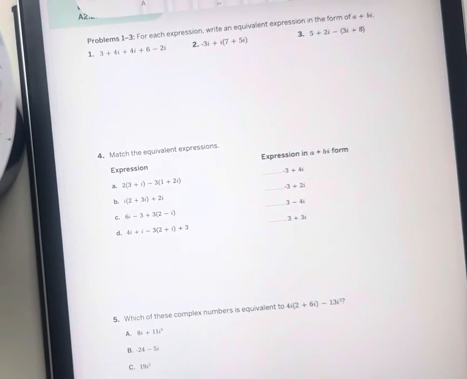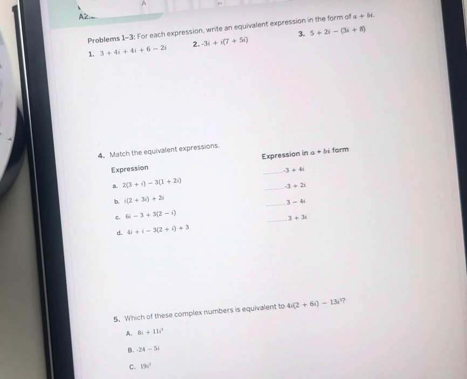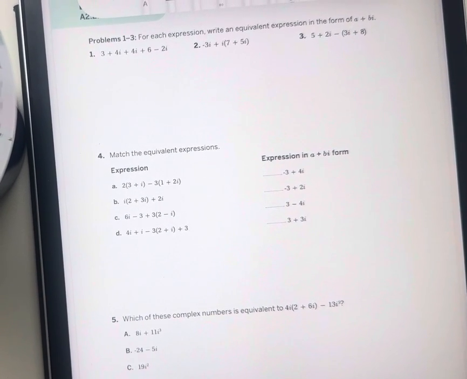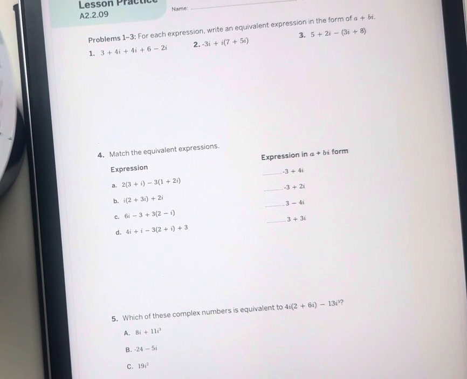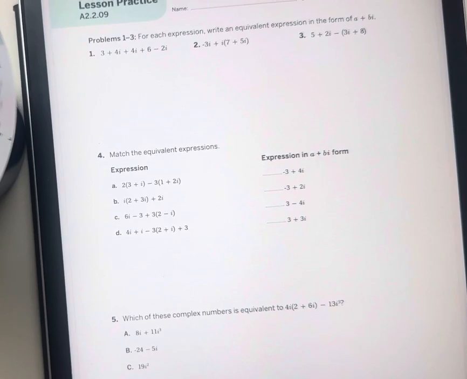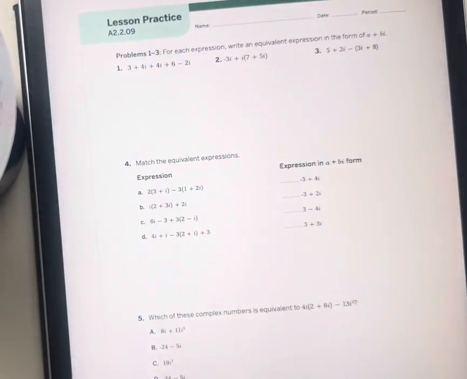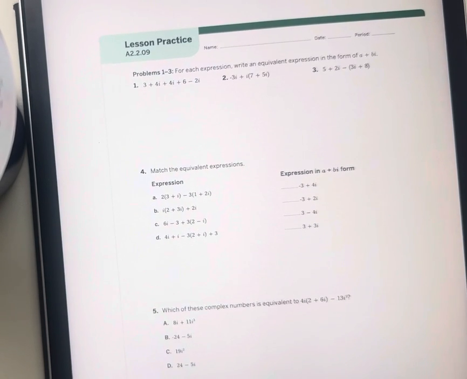Okay, so we are doing 2.9. We're doing operations with i, like with imaginary numbers. Basically, all you've got to do is treat i like a variable, like x. Just treat it totally like a variable, okay? For anybody who needs it, this is page 133.